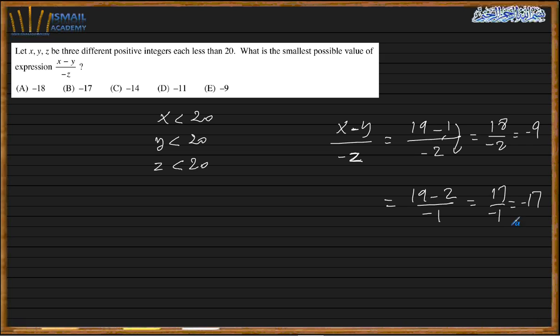You see, minus 17 is less than minus 9, so I choose minus 17 because this is most possible. You got the idea?